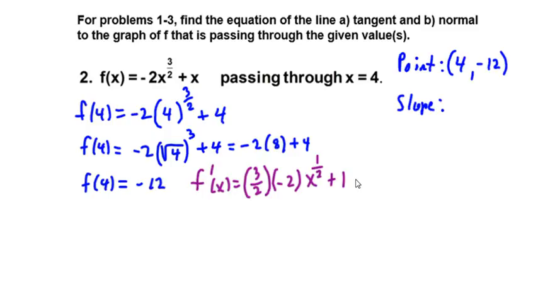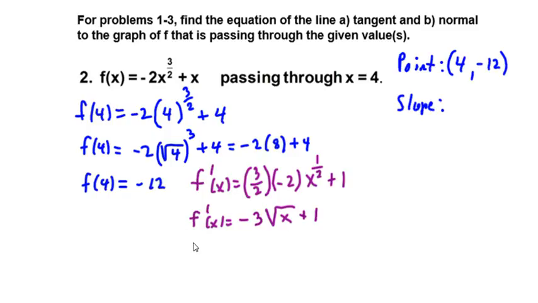And so simplifying, we have f prime of x is equal to, now negative 2 over 2, that cancels, being negative 1. So we're going to have negative 3, and x to the 1/2 is going to be the square root of x, plus 1. And so now we're going to be able to just plug in 4.